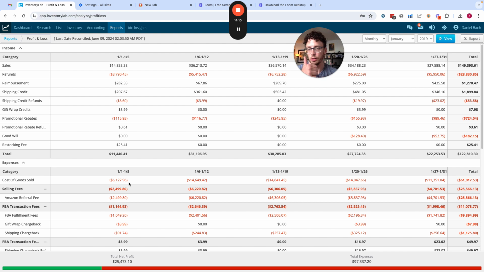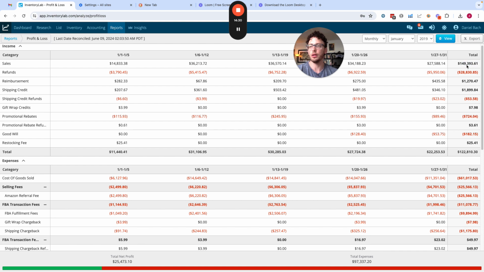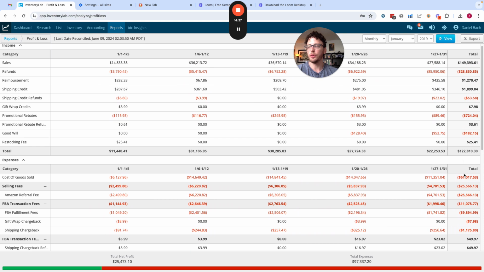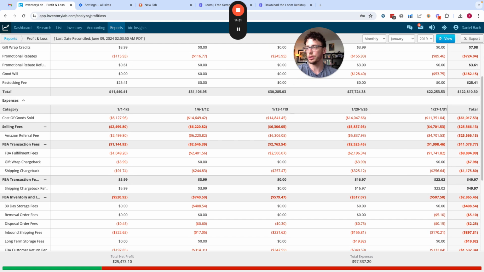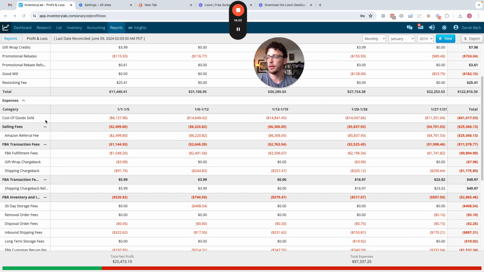Make sense? Good. So everything that we sold of this number here, $14,833.38, what we paid for those items is reflected here. Similarly, for the grand total for the month, we did $149,393.61 in sales. What we paid for those items that sold was a grand total in the corner here on the side, $61,017.53. That is what cost of goods sold is. So any item that you sold and what your cost was for that. Very, very, very important number.